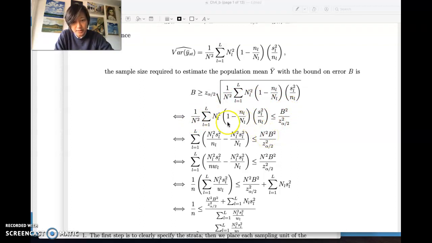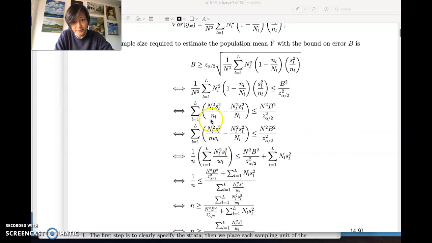Expand these two brackets. And then we know that n_L is the stratum sample size, and we know that the weighting, little w_L, is equal to N_L divided by N. In other words, we can replace n_L by the sample size n multiplied by w_L. So we just replace this.